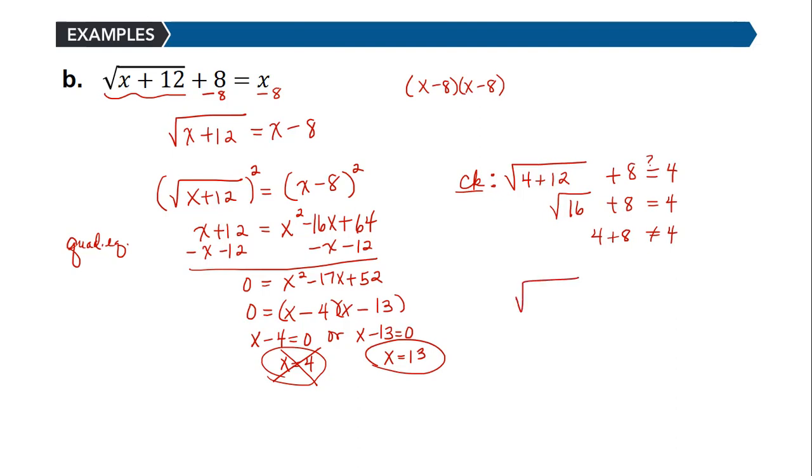When we replace x with 13, we get the square root of 13 plus 12, plus 8. Is that equal to 13? And this is the square root of 25 plus 8 equals 13, and that is 5 plus 8, which is 13. So the 13 checks as a solution, whereas the 4 does not. Therefore, the solution set is the set containing only the 13. If you had to answer on a test, are there any extraneous solutions and what are they? You would say yes, 4 is an extraneous solution, but the actual solution set is the set containing 13.